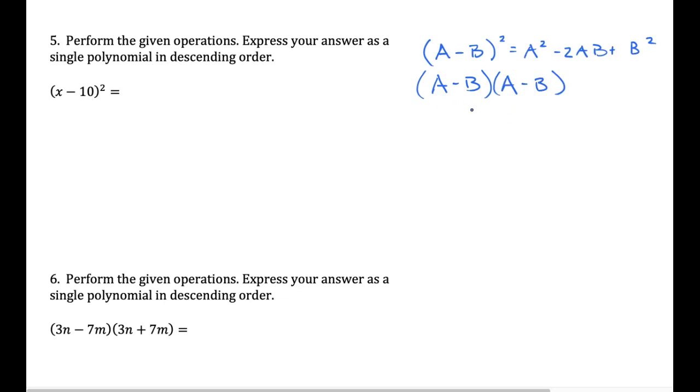So if you just used FOIL, you would get the exact same answer because you would say a times a, so that is the first one here, and that's a squared. And then you would do the outside one, which is this one, which gives you minus ab. And then you would do the inside one here, and that would also be minus ab. And then you would do the last one, which is here, and you got minus b times minus b, which gives you plus b squared.